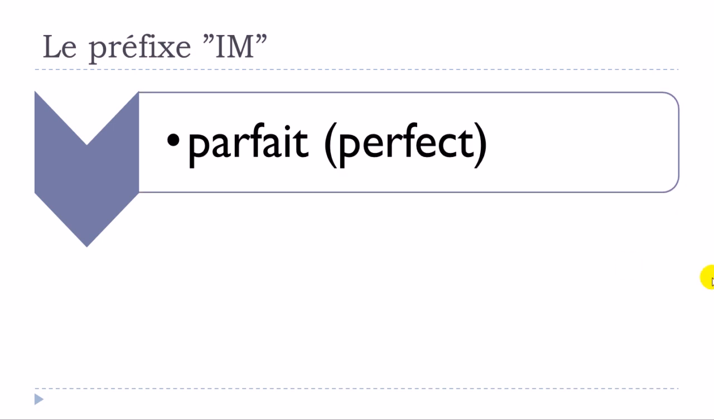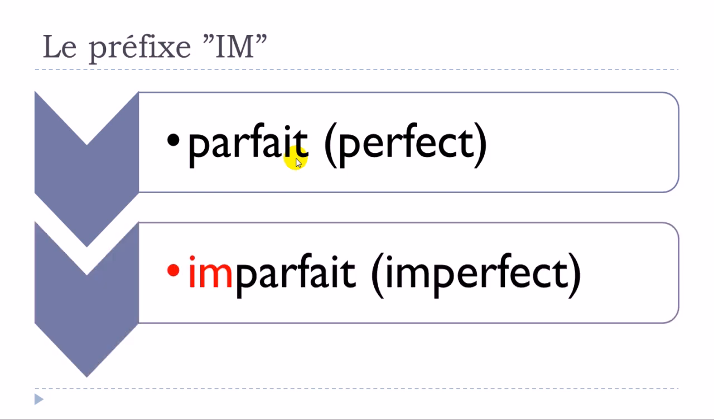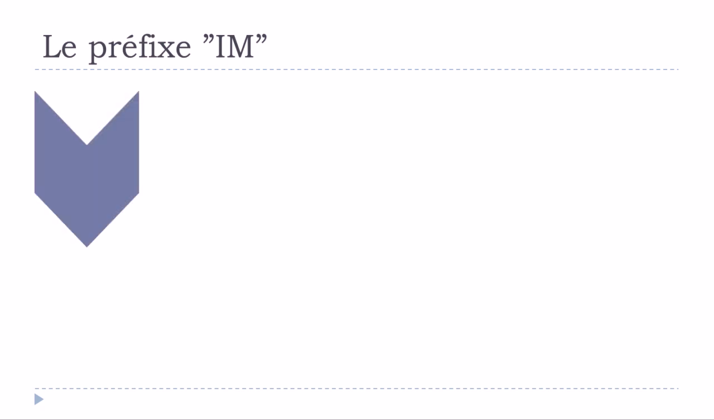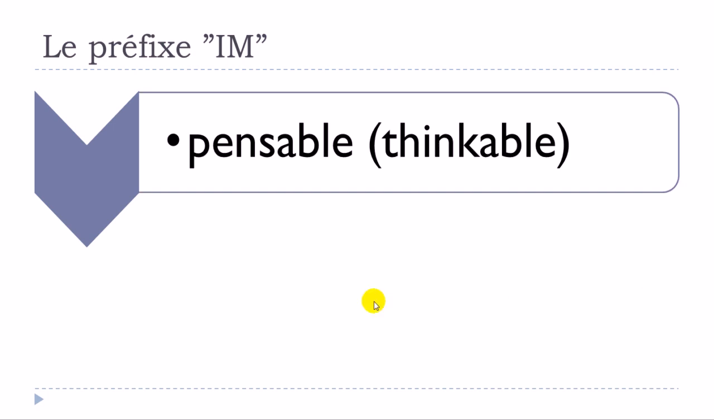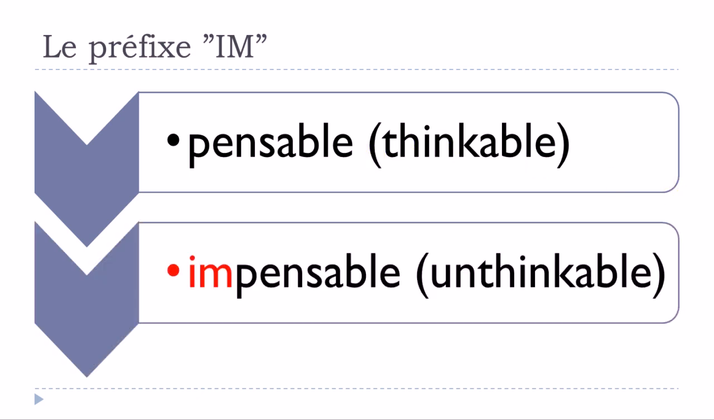Parfait, parfait. Exactly the same. Imparfait, imparfait. Pensable, pensable. And then it goes all the time the same way. Impensable, impensable.